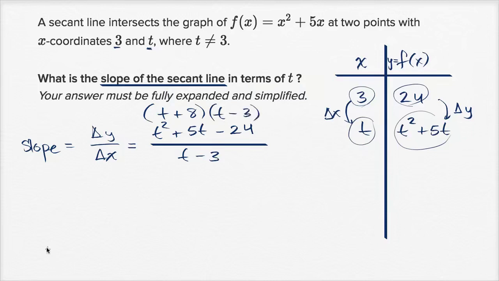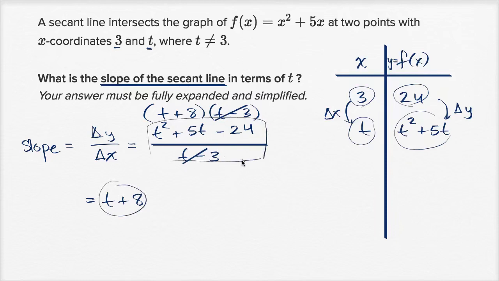t minus 3. And so we could say this is going to be equal to, if we cancel out the t minus 3s, or we divide the numerator and the denominator by t minus 3, t plus 8. Now, if we wanted to be really mathematically strict, this expression isn't exactly the same as our original expression right over here.